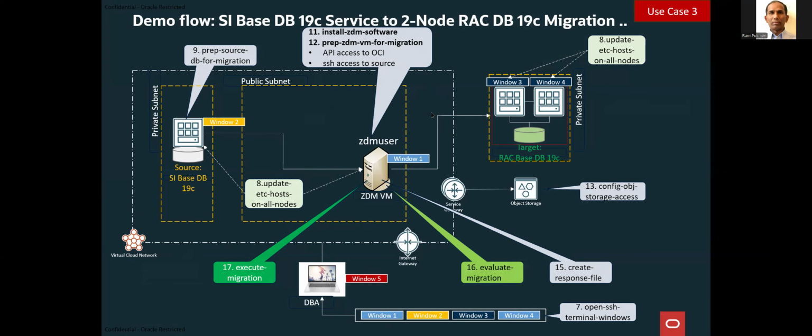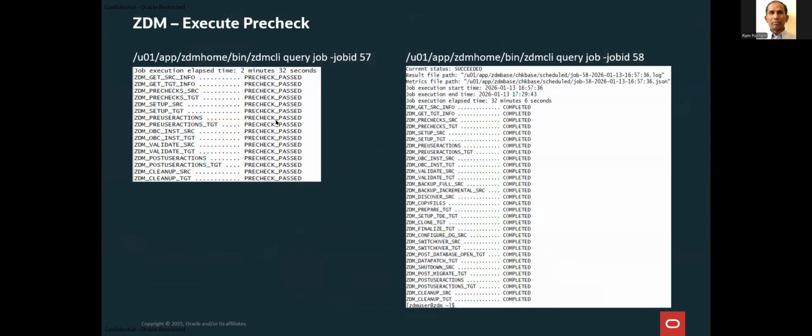My goal is to record 2 videos, one for migrating a 12c non-CDB to autonomous database, and one for migrating a single instance database to this RAC database. All right. So that's what I'm planning to do. And this is how it's going to look for the single instance database to a RAC database.